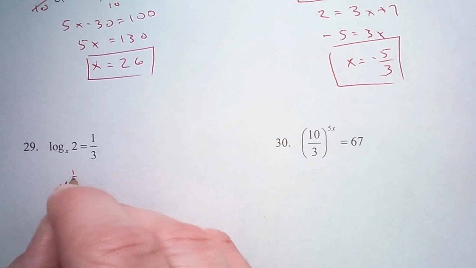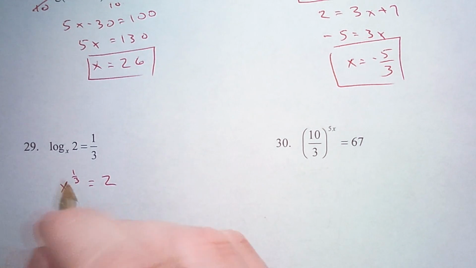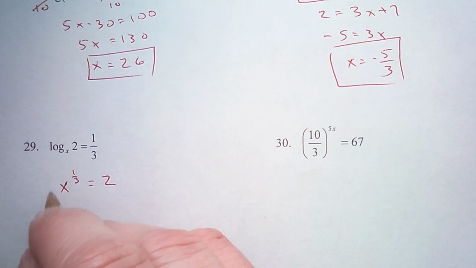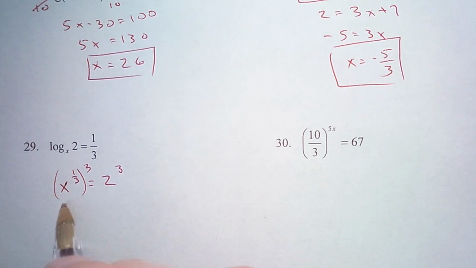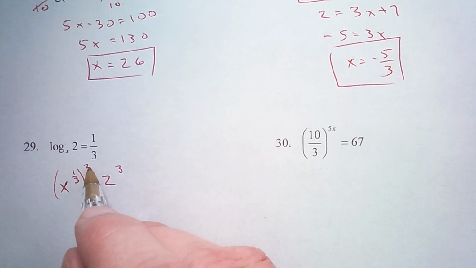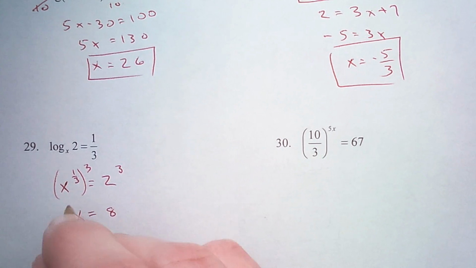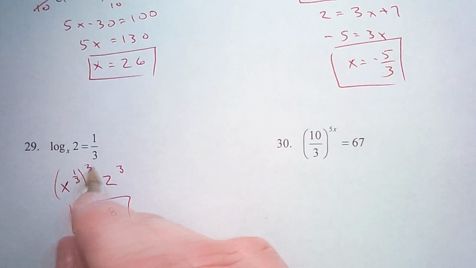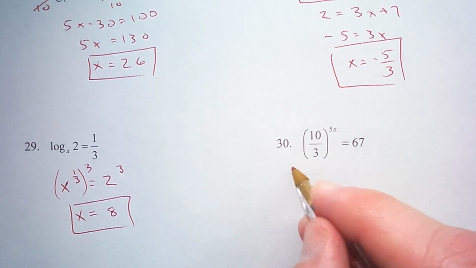Okay, here let's write this in exponent form. X to the 1/3 equals 2. And let's raise both sides to the 3rd power. X to the 1/3 to the 3rd is x to the 1. 2 to the 3rd is 8. So raising to a reciprocal power helps us here.